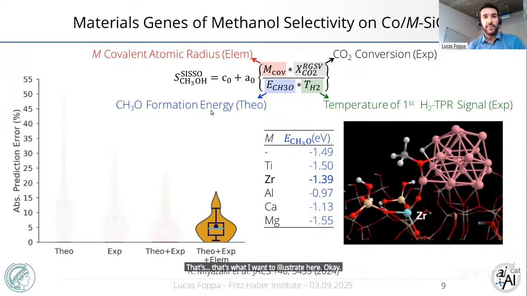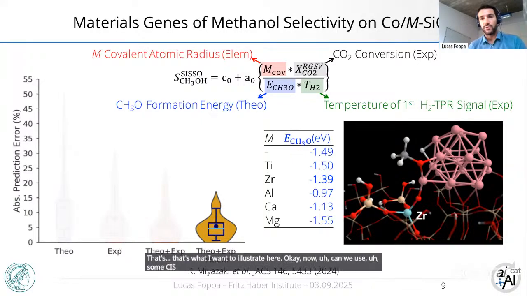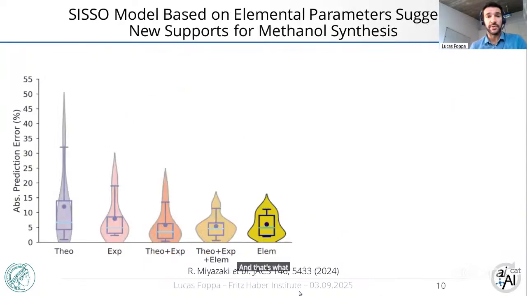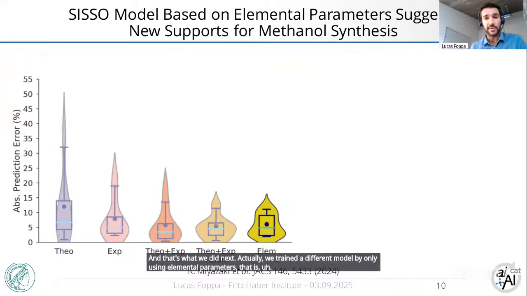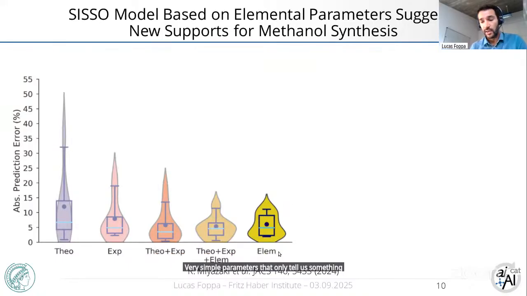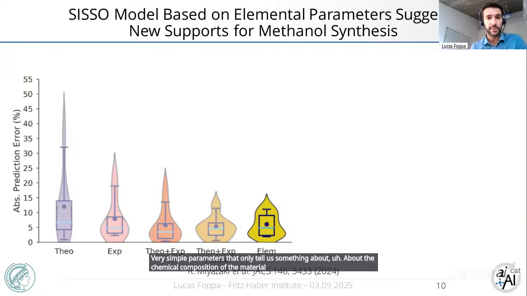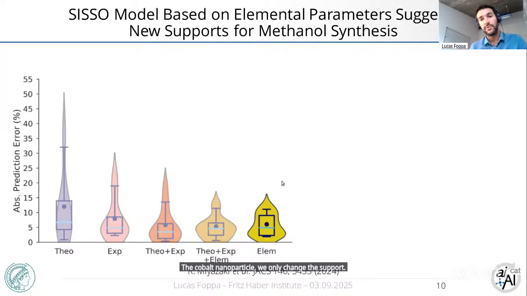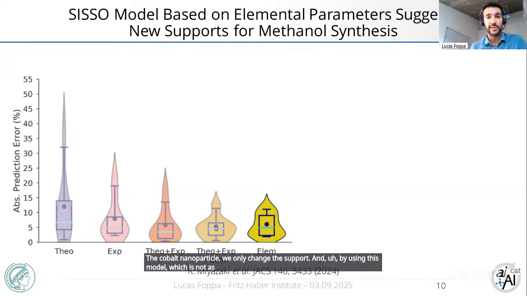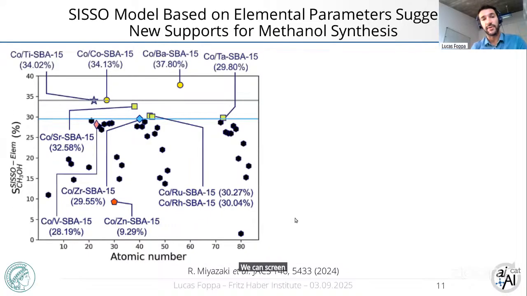Okay, now can we use SISSO models to discover new additives or new supports? That's what we did next. We trained a different model by only using elemental parameters. These are very simple parameters that only tell us something about the chemical composition of the material or the support. We fix the cobalt nanoparticle and only change the support. By using this model, which is not as accurate as the previously identified one but still has a decent accuracy, we can screen different types of additive elements that we can introduce in this support.